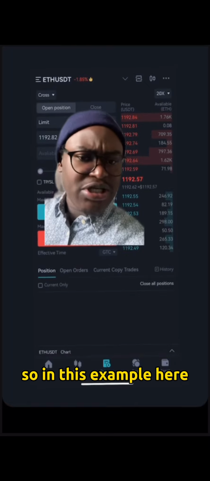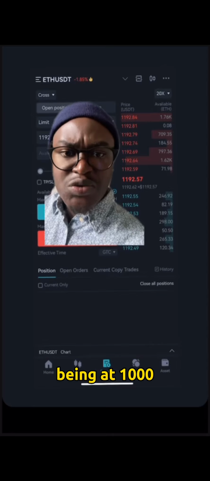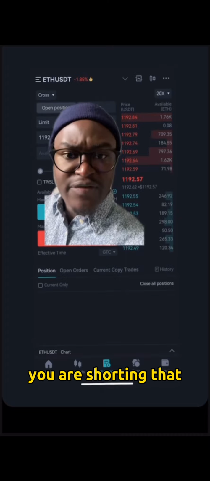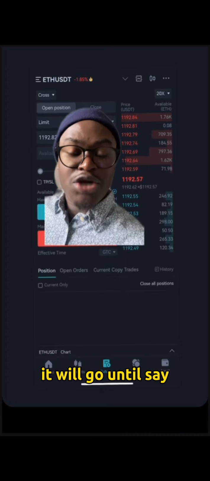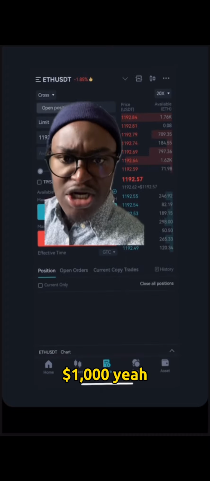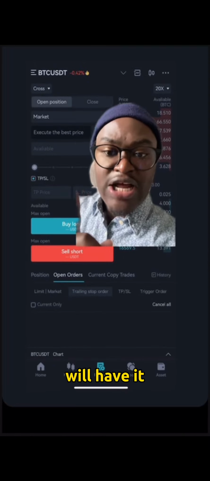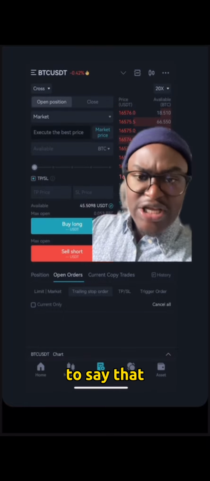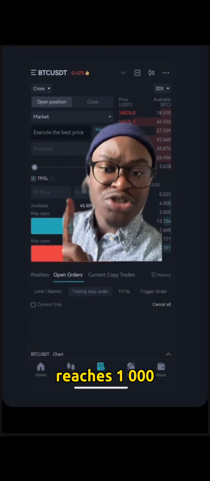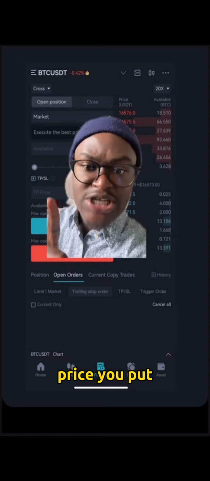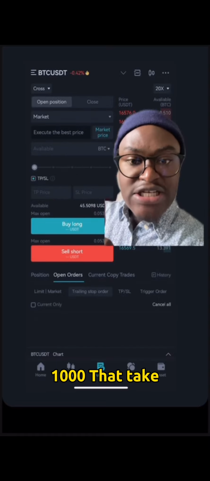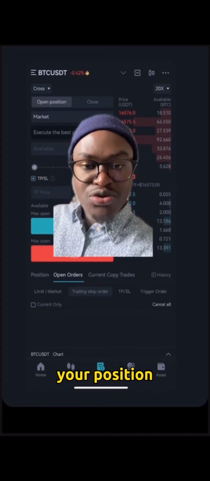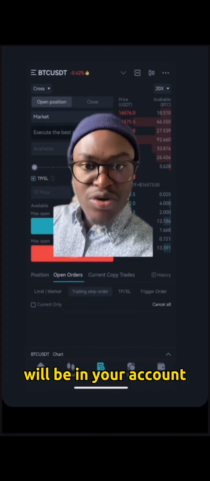So in this example here, where we were talking about Ethereum being at $1,192, let's say you are shorting, that it will go to the downside, and you think it will go until, say, $1,000. Now, a lot of exchanges will have it a lot more similar to this one, but I changed the picture anyway. But this is to say that when Ethereum reaches $1,000 and you put here take profit price, you put 1,000, that take profit will be triggered. So automatically you will exit your position and your profit will be in your account.